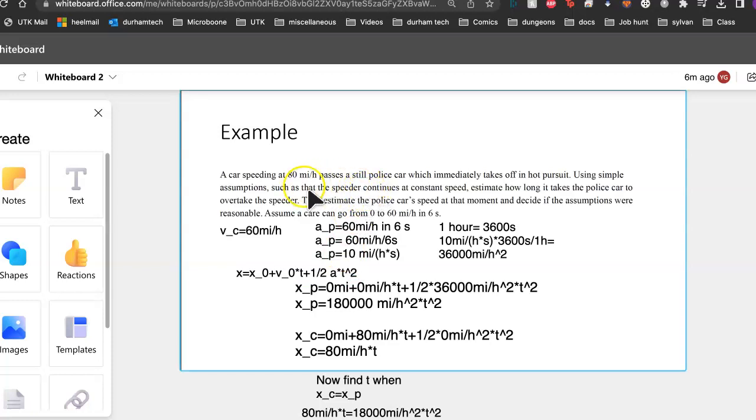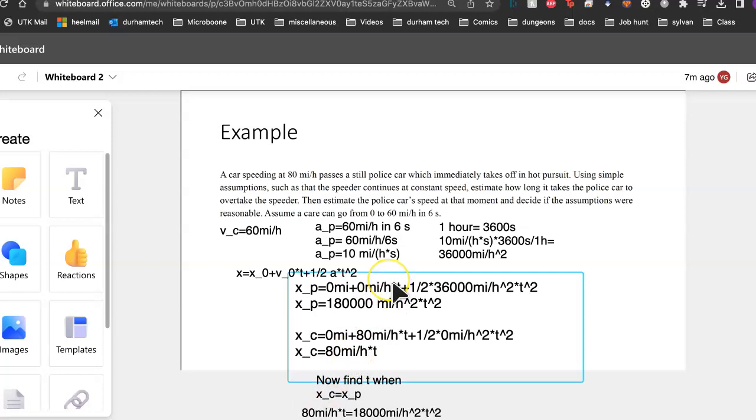So, a car speeding at 80 miles per hour passes a still police car, so not moving, which immediately takes off in hot pursuit. Using simple assumptions such as that the speeder continues at a constant speed, estimate how long it takes the police car to overtake the speeder. Then estimate the police car's speed at that moment, and decide if the assumptions were reasonable. Assume a car can go from 0 to 60 miles per hour in 6 seconds. And yes, this should be car right here, not care.